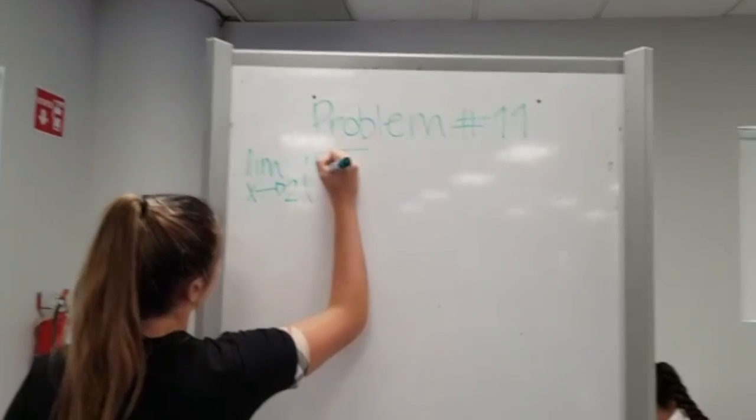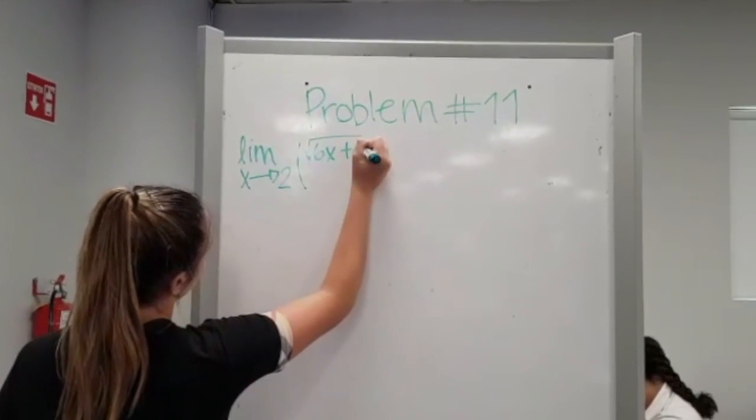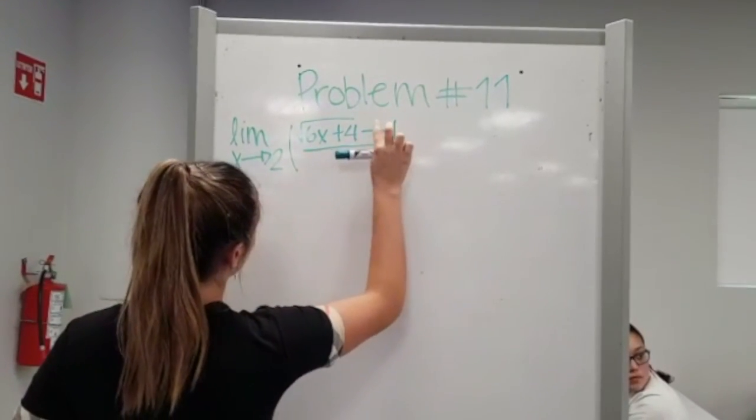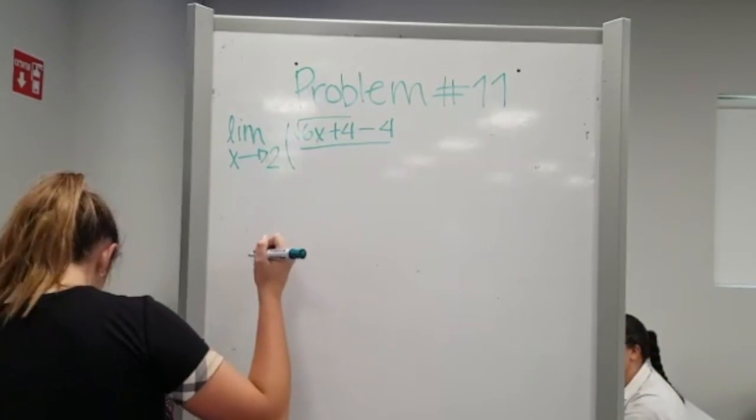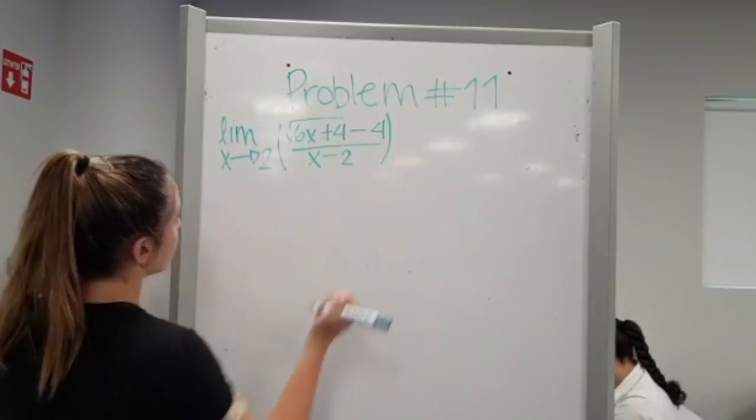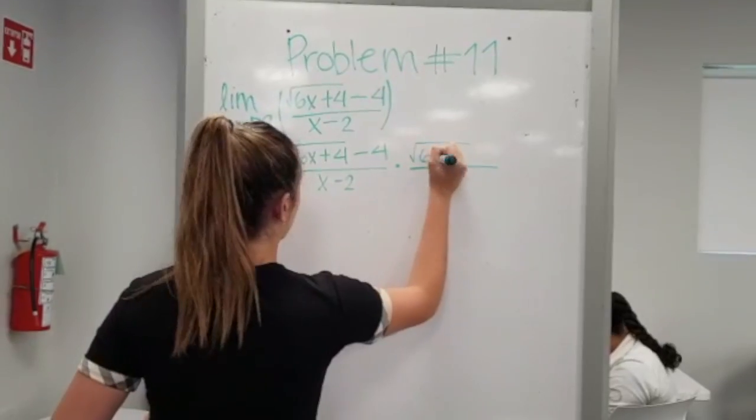We are going to solve problem number 11, which is a problem of limits. Our function is the limit as x approaches 2 of the square root of 6x minus 4 over x minus 2. The first step is to multiply by the conjugate.